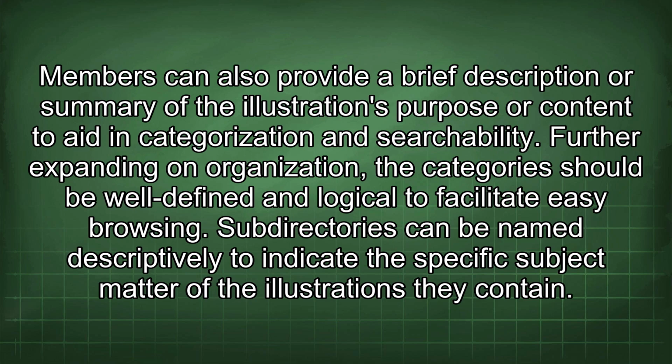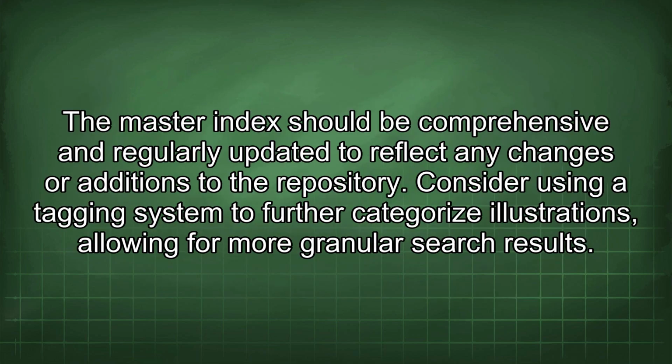Further expanding on organization, the categories should be well defined and logical to facilitate easy browsing. Subdirectories can be named descriptively to indicate the specific subject matter of the illustrations they contain. The master index should be comprehensive and regularly updated to reflect any changes or additions to the repository. Consider using a tagging system to further categorize illustrations, allowing for more granular search results.